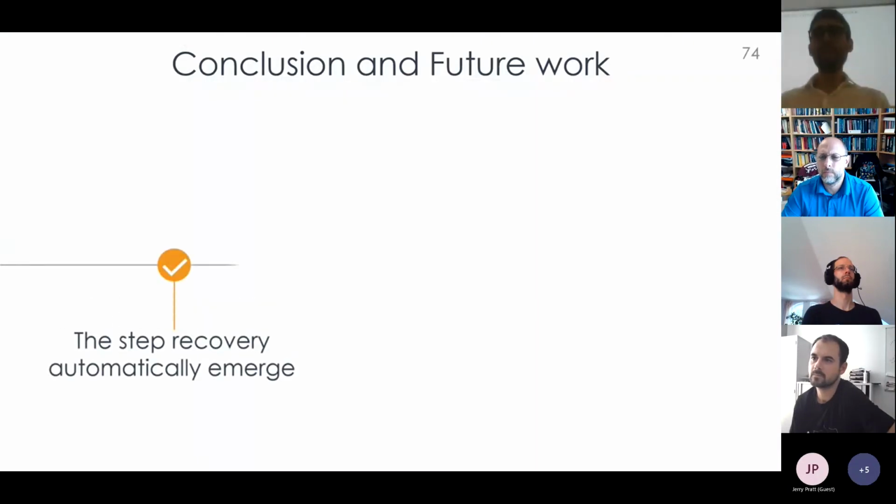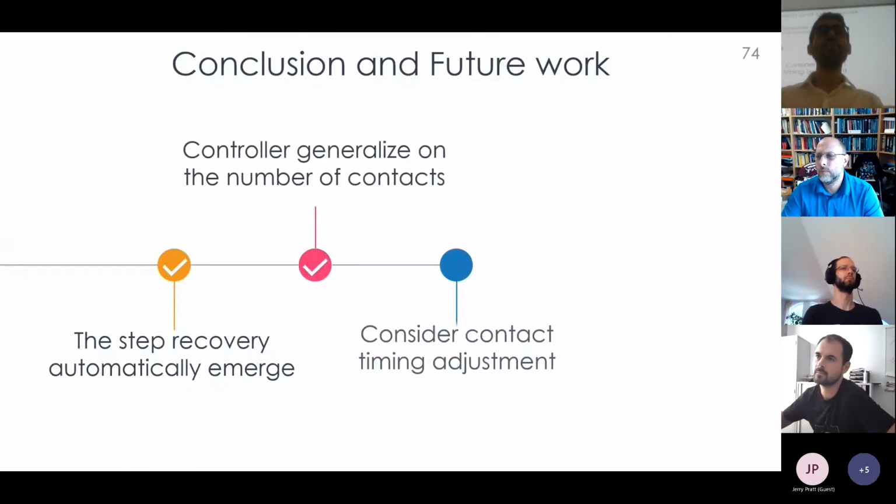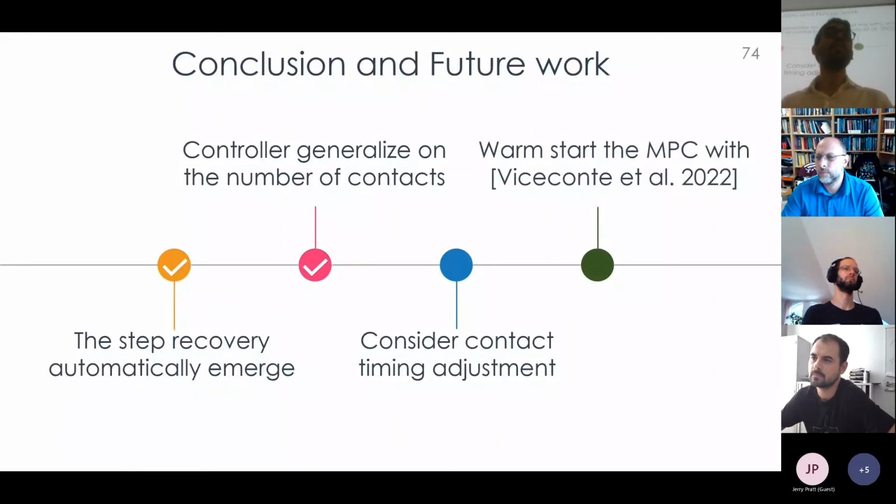So in conclusion, we propose an MPC with step recovery capabilities that emerge automatically. The control that we propose generalizes on the number of contacts, so it can actually also be used with quadrupeds. And as a future direction, we would like to consider the contact timing adjustment, since the control that we propose adjusts just the position of the footstep. Finally, it also would be nice to warm start the controller with a human-like trajectory generator, for instance, the one presented by Vigne Conte in 2022.